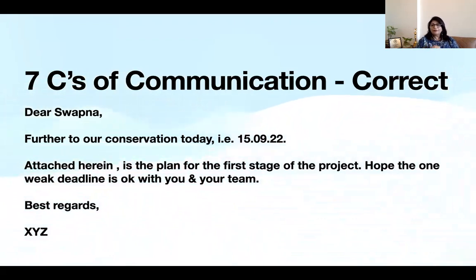Now, where's the problem with this kind of a mail? The problem with this kind of a mail is that the person who's going to receive on the other side, the recipient, he or she may not see us because we are behind the screen. But what he or she would definitely do is start analyzing our personality in a negative way. And that is a major block for our professional credibility. It impacts our professional credibility.